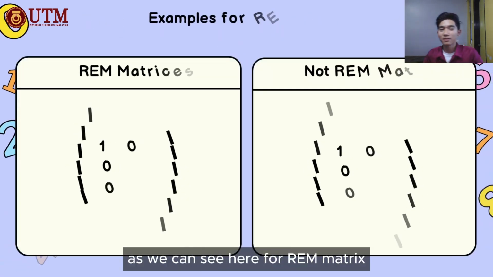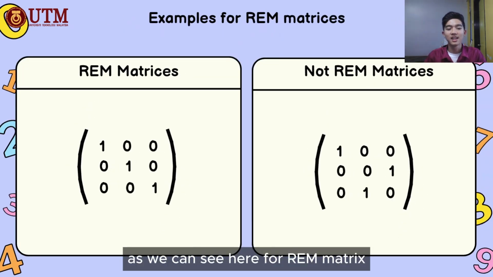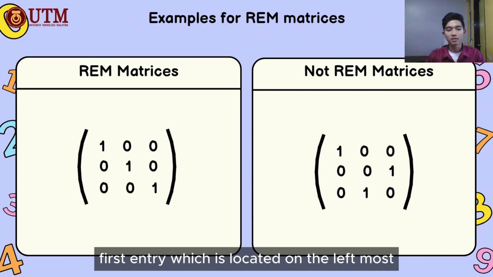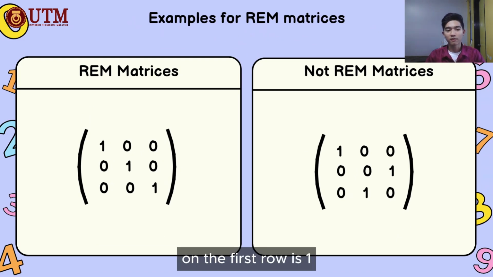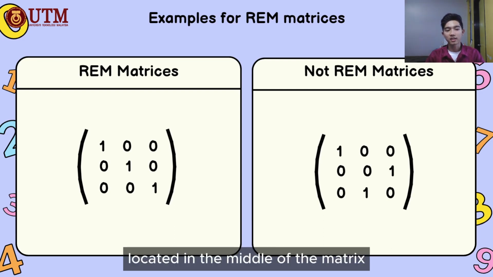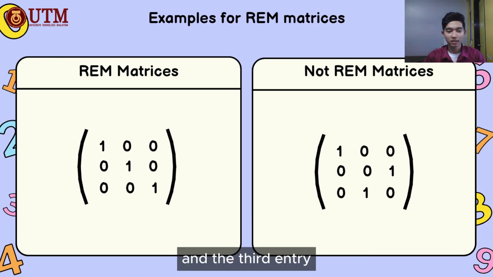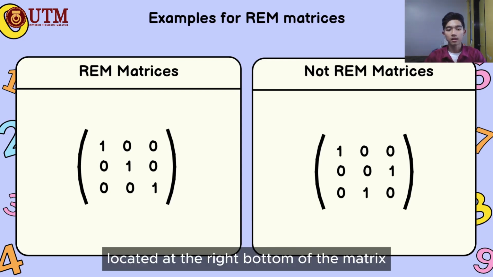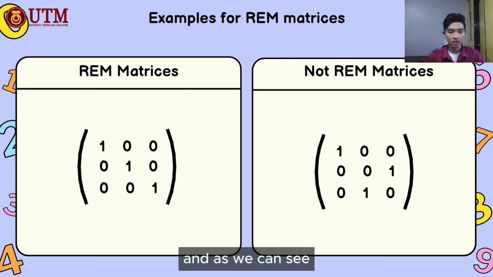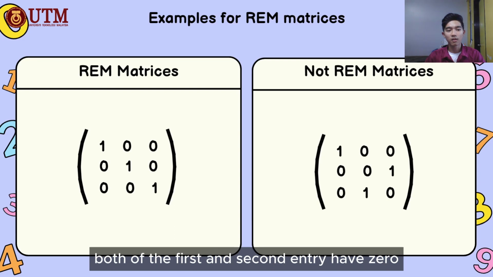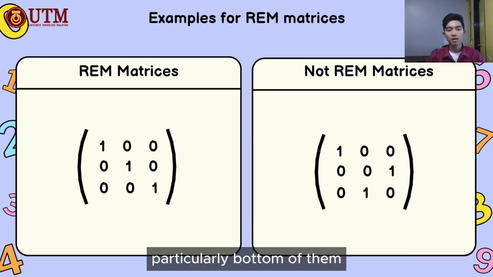For example, as you can see here for REM matrices, the first entry, which is located at the leftmost of the first row, is 1. The second entry, which is called a pivot, is located in the middle of the matrix, and the third entry, which is also called a pivot, is located at the bottom right of the matrix. And as we can see, both the first and second entries have zeros vertically below them.